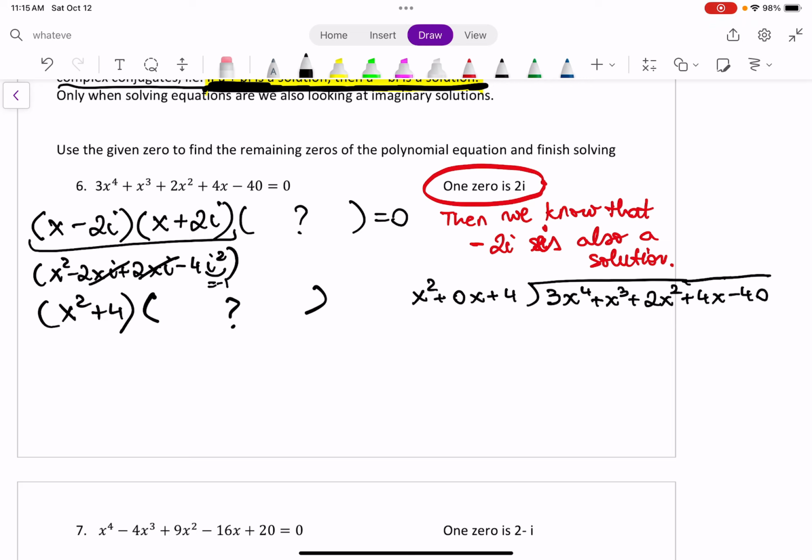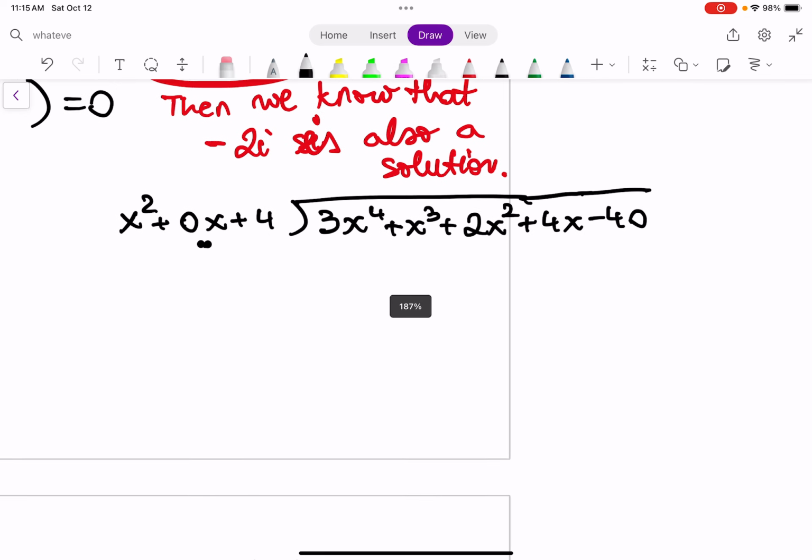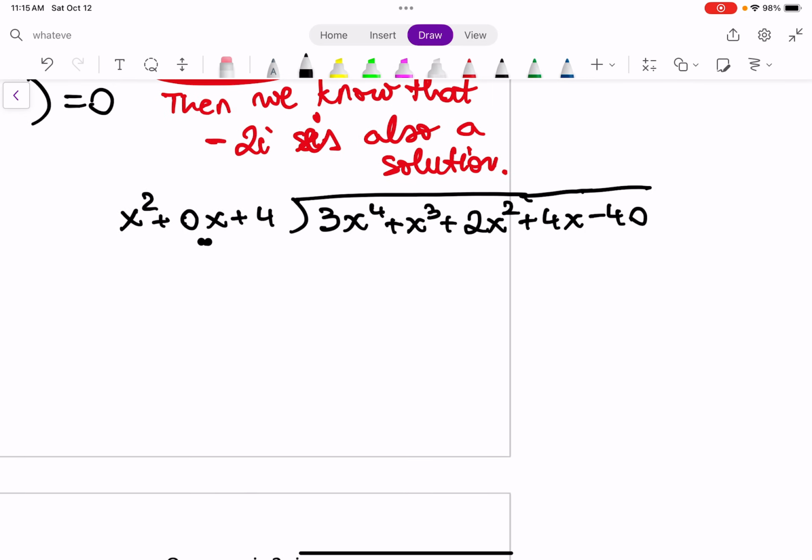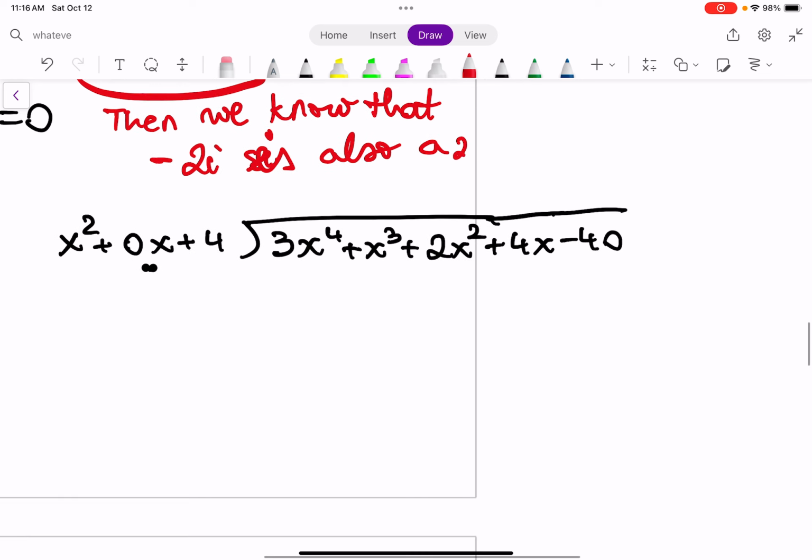And also remember what I said. If a term is missing, see how there's no x in x squared plus 4? We're going to fill it in with a 0 coefficient. Okay. So let me erase this so I can have, I'm just going to write 0. Okay, so let's do long division.